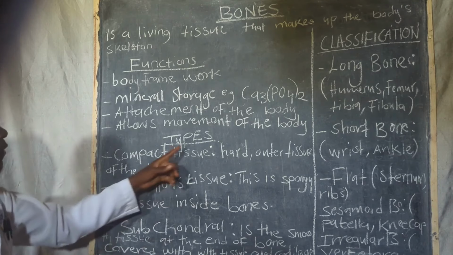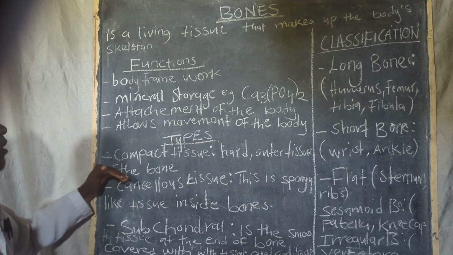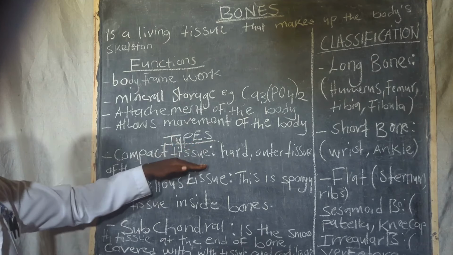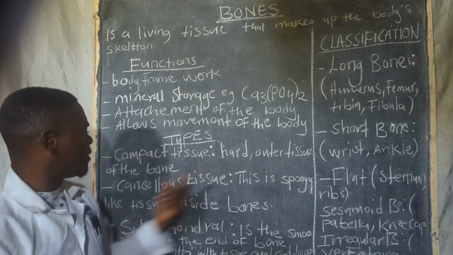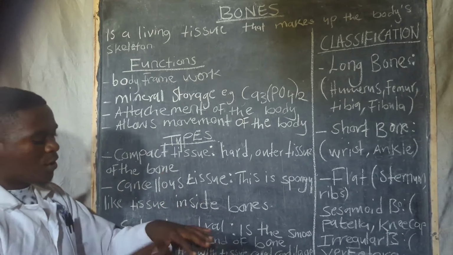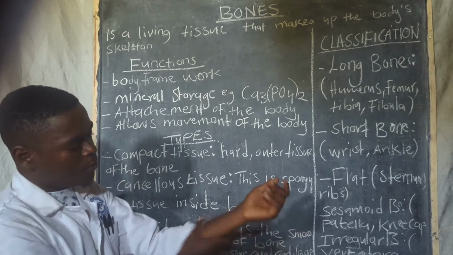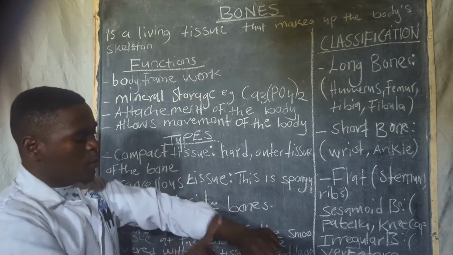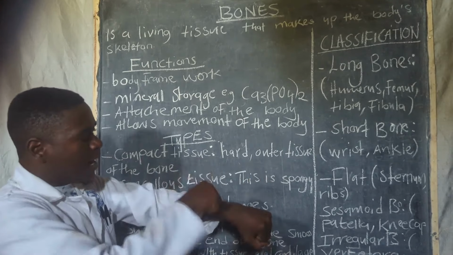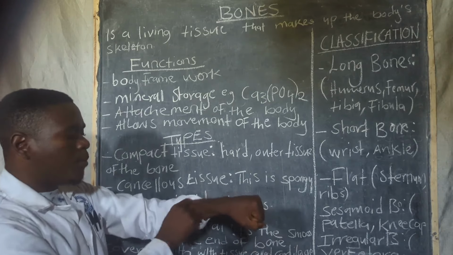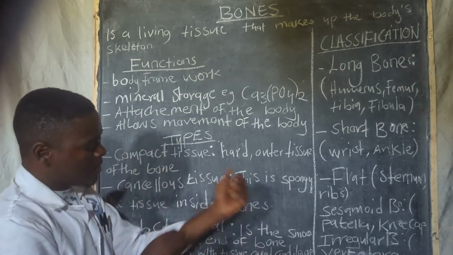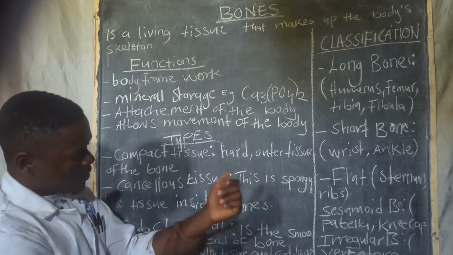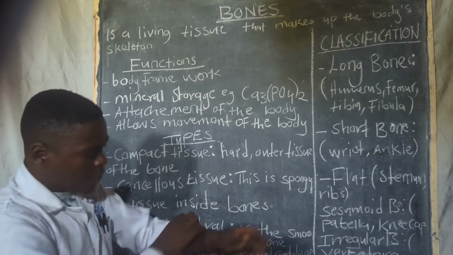So the first type of bone is called compact tissue bone. The compact tissue bone is the hard outer tissue of the bone. Have you seen this? If I remove this skin, there is a bone here. So this hard outer tissue of the bone is what I'm calling the compact bone.